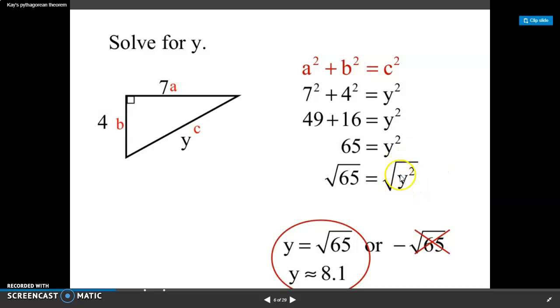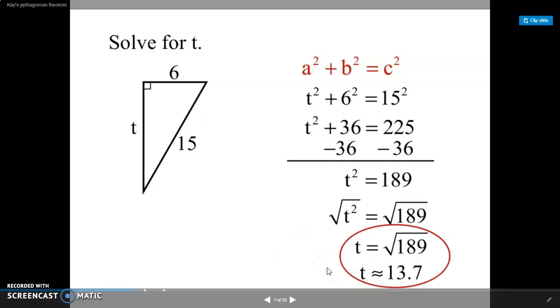So the root of y square will be y. The root of 65 can be plus or minus the root of 65. So we will take the positive value. It will give us approximately 8.1.